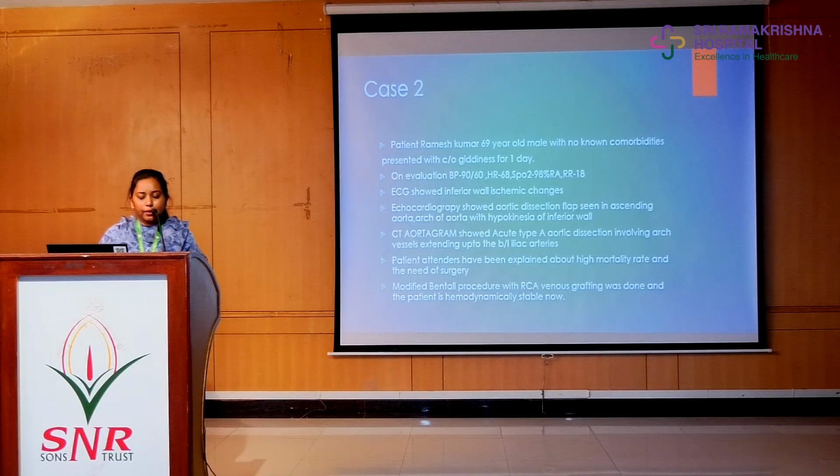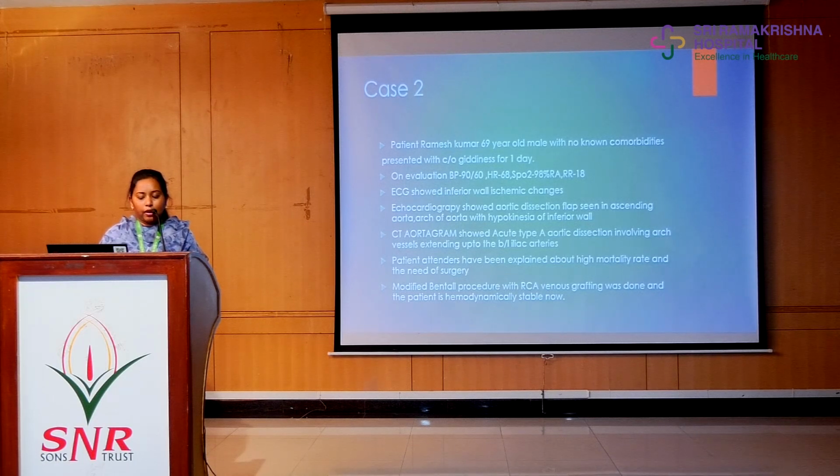So we immediately sent the patient for CT aortogram, which showed acute type A aortic dissection involving the arch vessels, extending up to the bilateral iliac arteries. So the patient's attenders have been explained about the high mortality rate and the need for surgery.